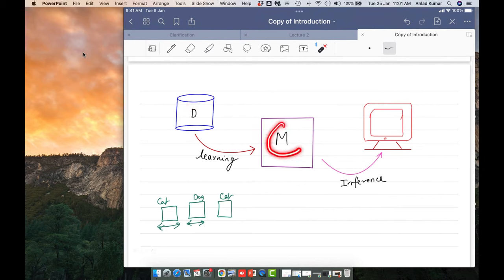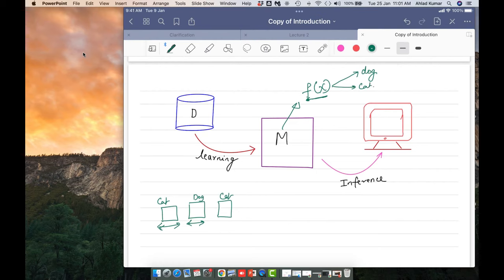So what is this M? M is the model which will learn these images. Once you feed these images into this model, what will happen? This model will learn the function f(x). What is this function f(x) doing? This function f(x) will predict whether it's a dog image or a cat image.